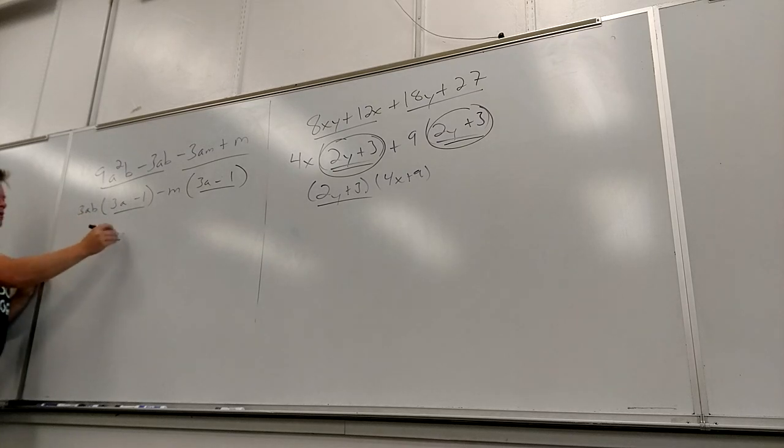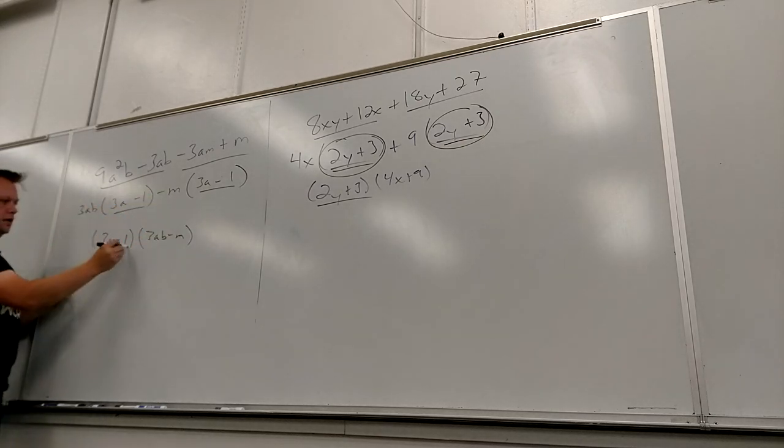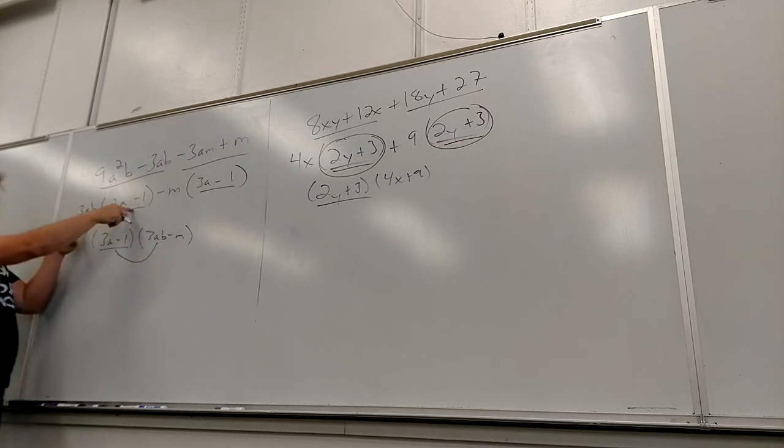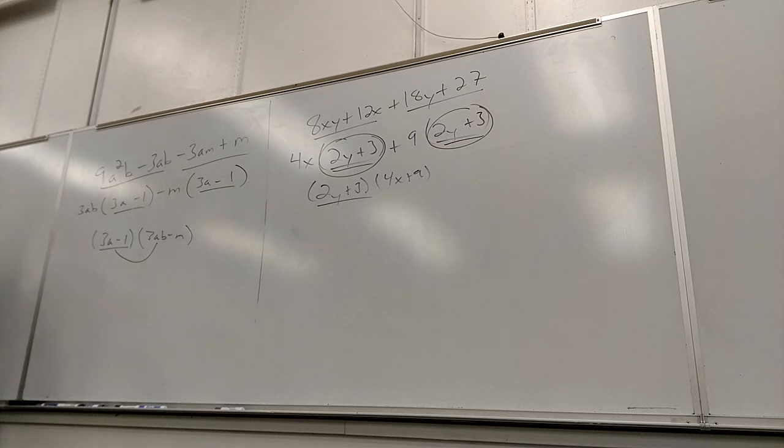So now I can take 3a minus 1 out. And I'm left with 3ab minus m. So again, you see how it goes. That times that is there. That times that is there. I'm just undoing that now. So yeah, factoring is a little more difficult because we're doing things backwards.